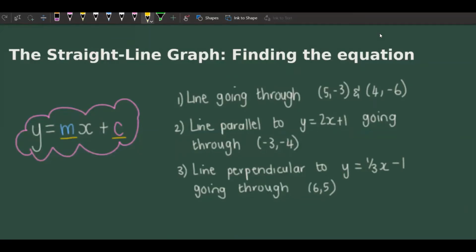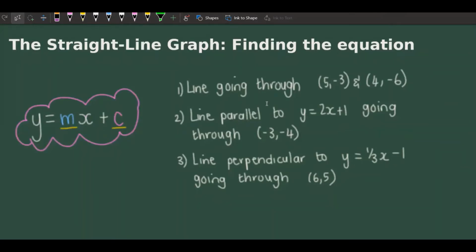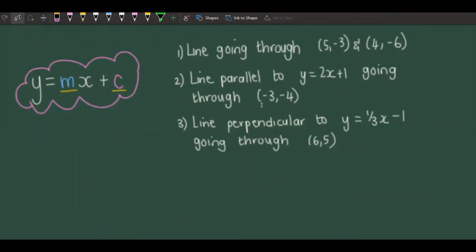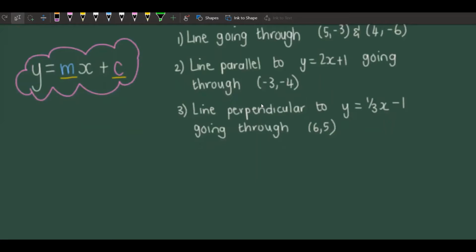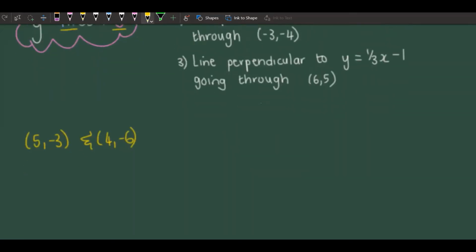Usually, and you should remember this, for each unknown, so m and c are unknowns, we need 1 point or 1 bit of information. So let us have a look at these three questions and finding the equations of them given the facts that we have. So let's have a look at the first one. We're looking for a line going through the points (5, -3) and (4, -6). So we need the gradient and the y-intercept.